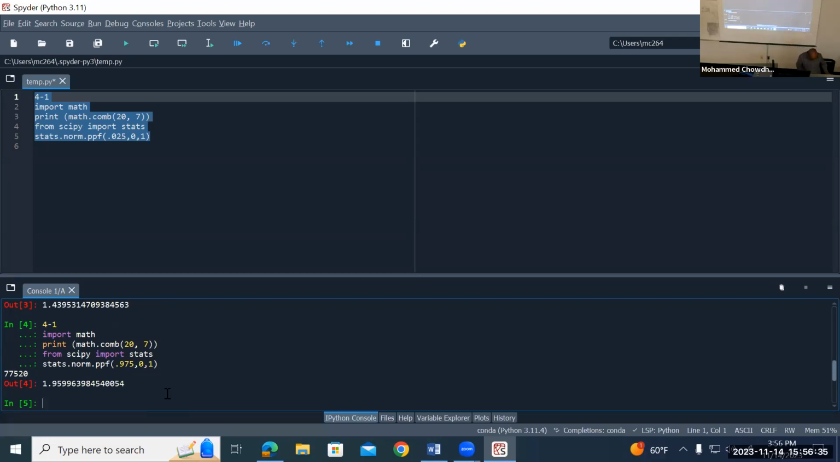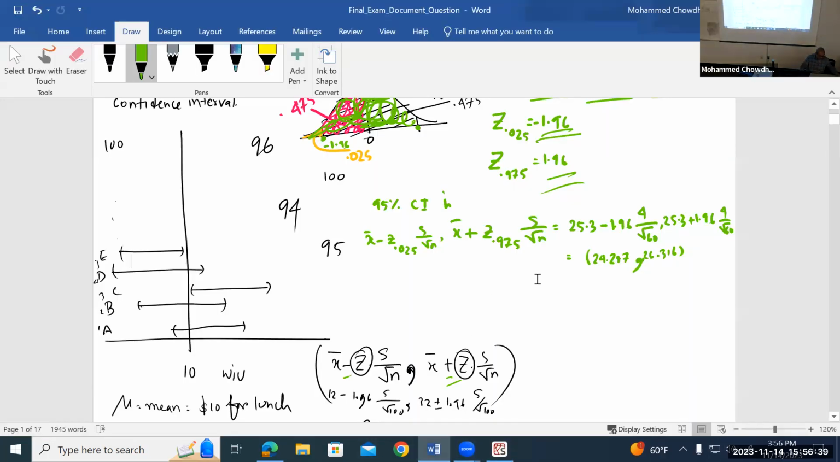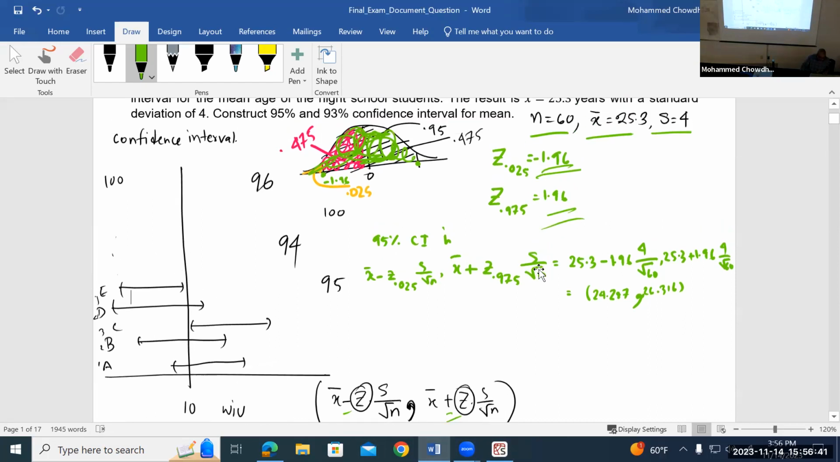Okay. Now, as you understand how to do these things, could you quickly help me to find the 93% confidence interval? The rest of the values will be the same. This value will be as it is, this value, this value, that value will be as it is. The only difference will be in here, 93%. Could you find the confidence interval for me?